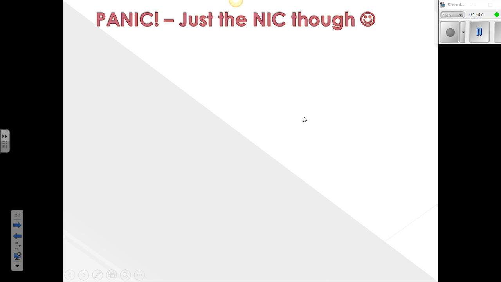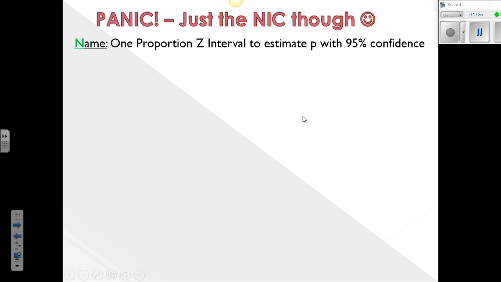So what are we going to do here? We're going to do a different procedure to estimate where the true proportion is: a one proportion Z interval. And we're going to do that with 95% confidence. Anybody want to know why we chose 95% confidence? Because the alpha level is 0.05, and that's 5%.